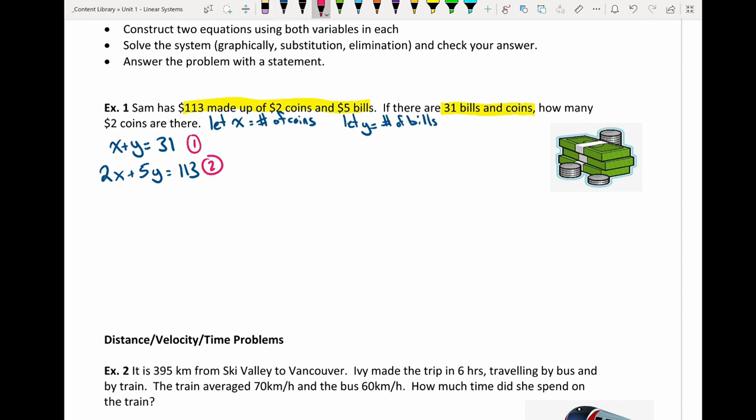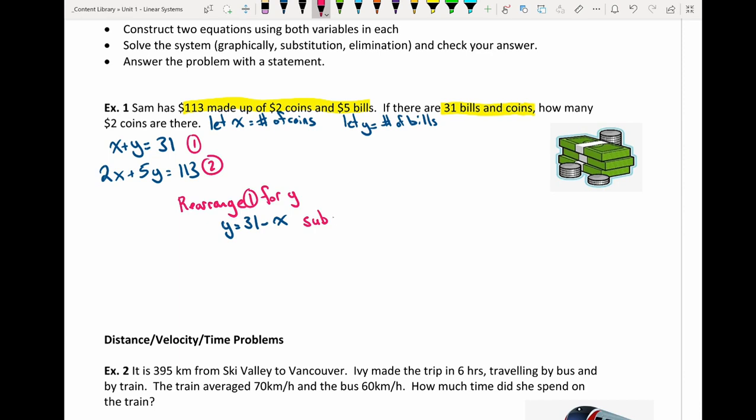I'm going to use substitution, so I'm going to rearrange equation 1 for y. Again, you can choose to rearrange a different equation, but I would suggest picking equation 1 because it is the easiest to rearrange, as there are no coefficients in front of the variables. So in this case, I get y equals 31 minus x. Again, go back and review rearranging equations if you have to, or go back and look at the lesson.